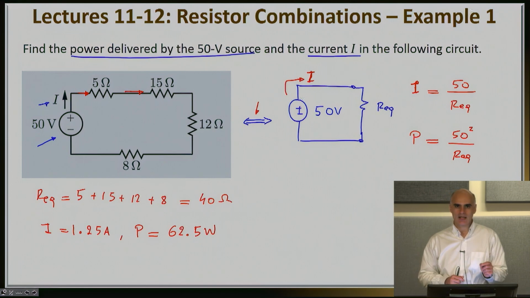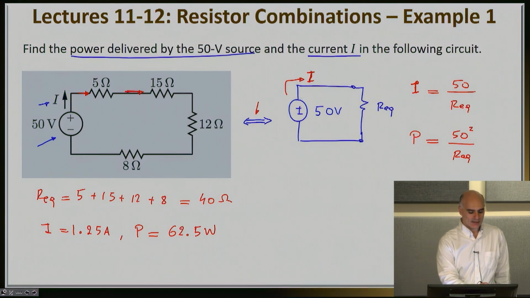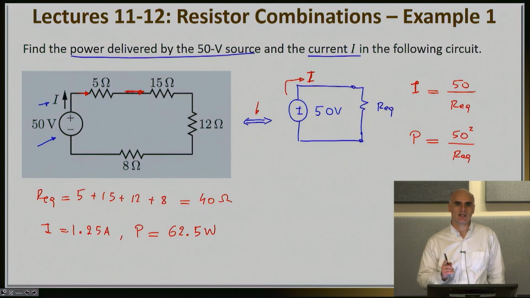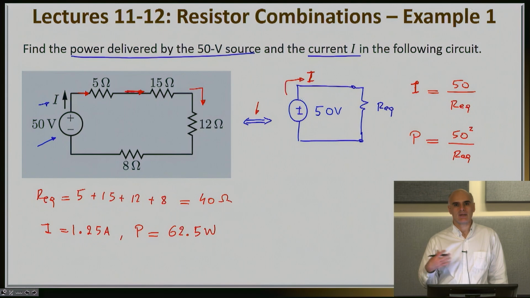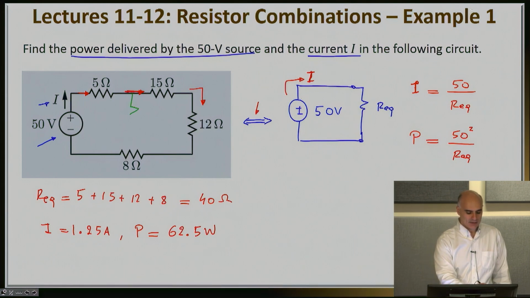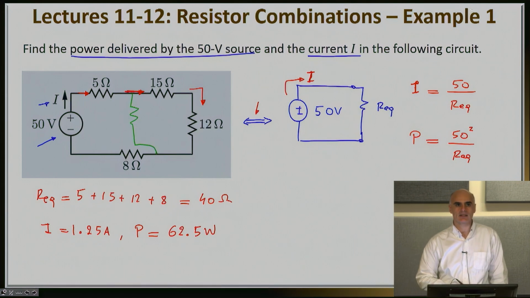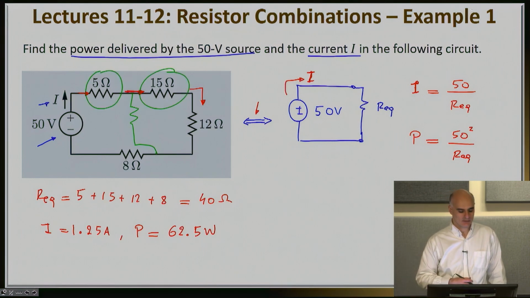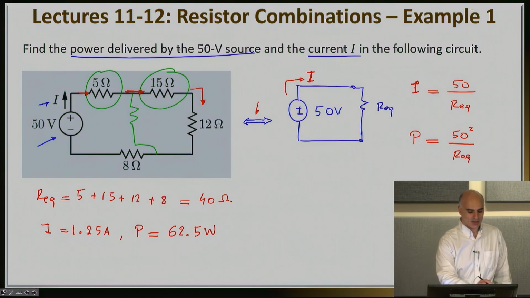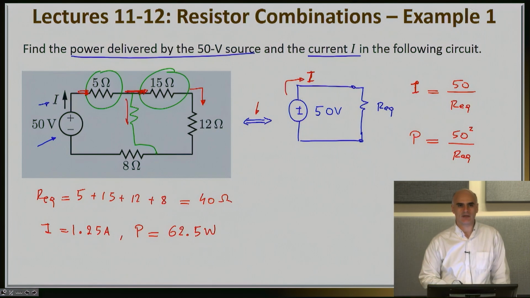So once again, ask yourself, is the current entering one resistor necessarily equal to the current that will enter the next one? If there is another choice for the current, then the answer is no, they are not in series. For example, if I had another resistor here, perhaps connected like this, then clearly this 5 ohm resistor and this 15 ohm resistor would not have been in series, because the current that enters the first resistor now has a choice to either continue through the 15 ohm or actually go down.